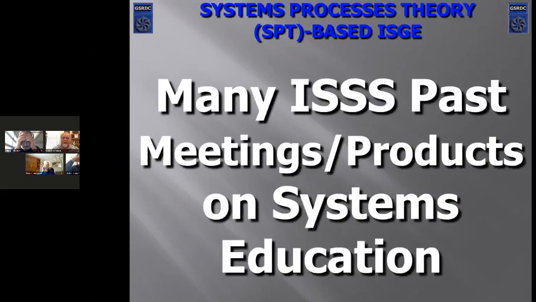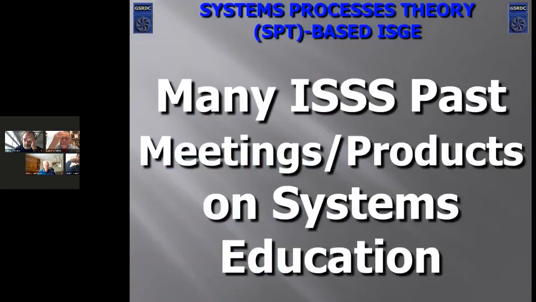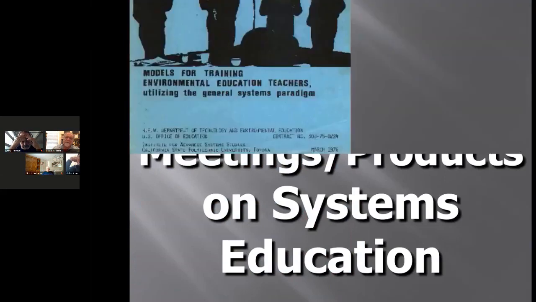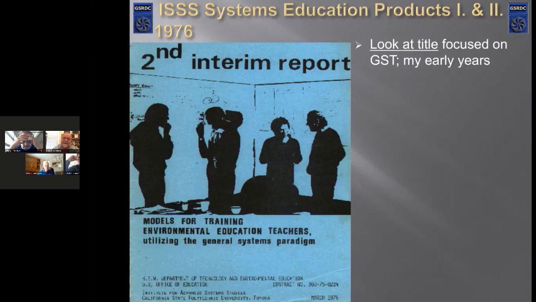There have been many ISSS past meetings and products on systems education, and it really upsets me that people who are just now joining the society don't realize this and are starting it all over again. So what can we learn from these past ones? What is the record? Well, the first and second go back to 1976. That's half a century ago.